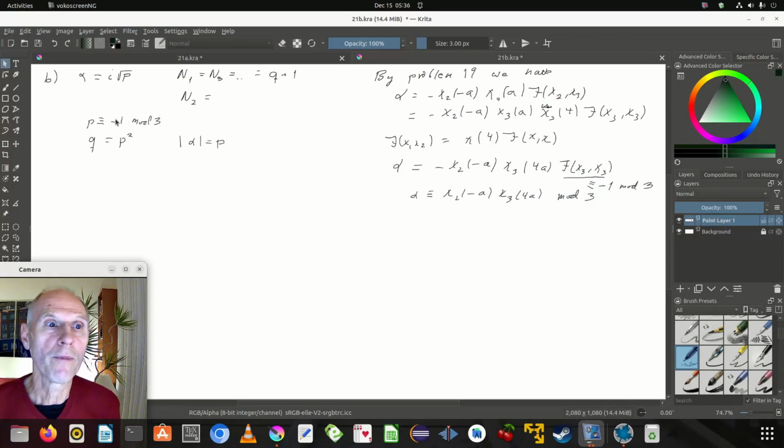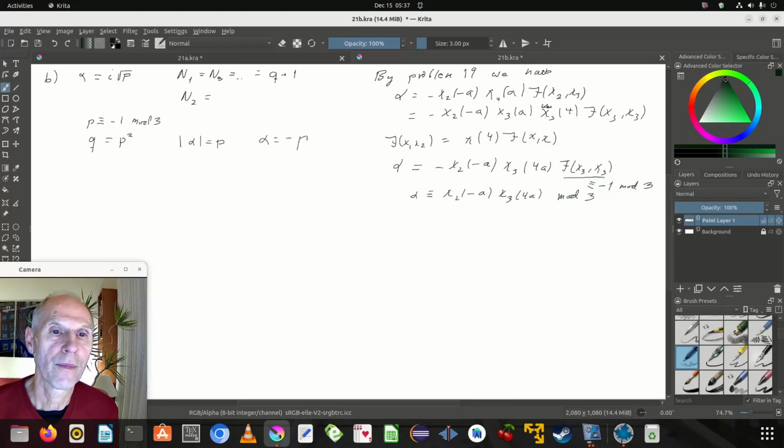This is very simple. When p is equivalent to -1, we know that x maps to its cube is 1 to 1, meaning that 4a is a cube, so this is equal to unity. Therefore, we have to choose a guy which is equivalent to unity modulo p, and that is, of course, minus p, because p itself is equivalent to -1.